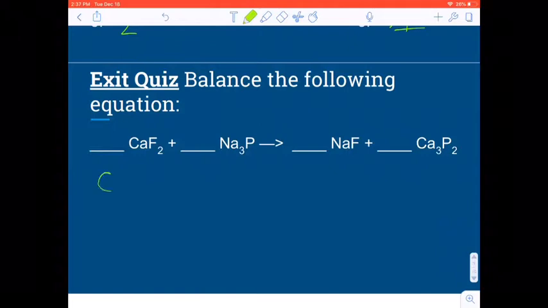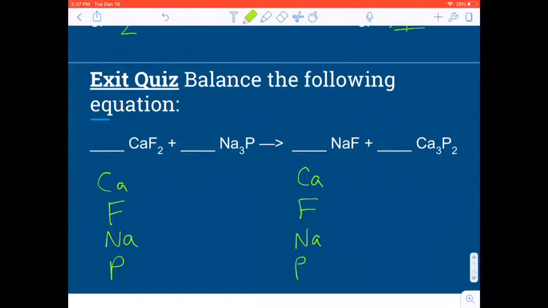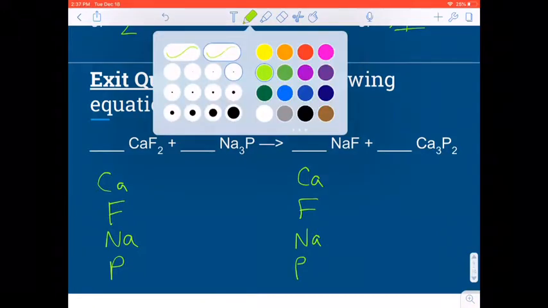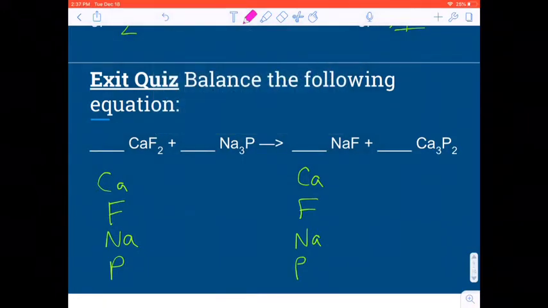So first I am going to take an inventory of the atoms that I have. And I'm just going to write them in the same order on the right side just because it'll be easier to keep track. And we've got 1 calcium on the left, and 3 on the right. So we know we're going to have to balance those out. We have 2 fluorines on the left, 1 on the right, 3 sodiums on the left, 1 on the right, 1 phosphorus on the left, 2 on the right.